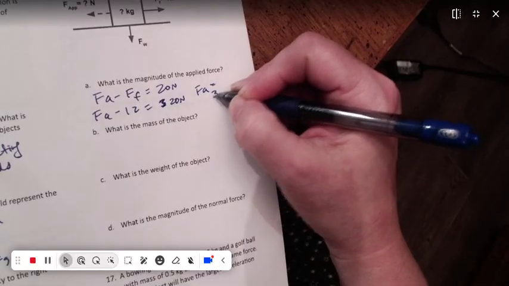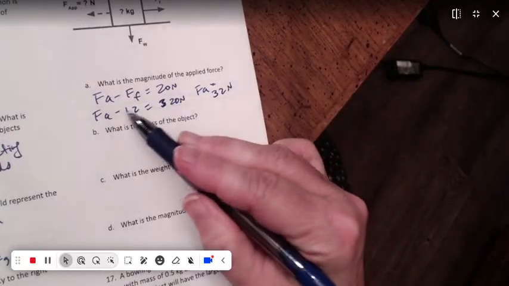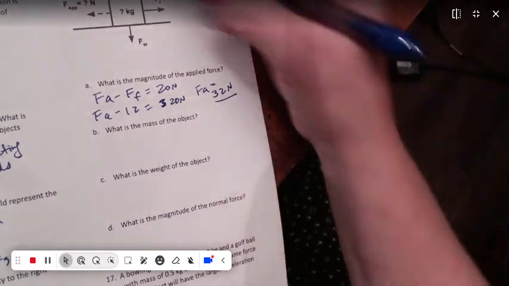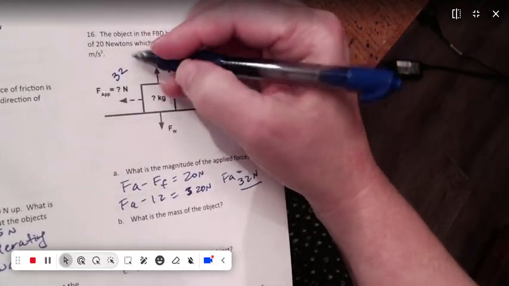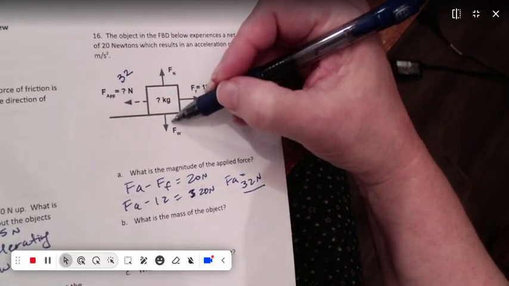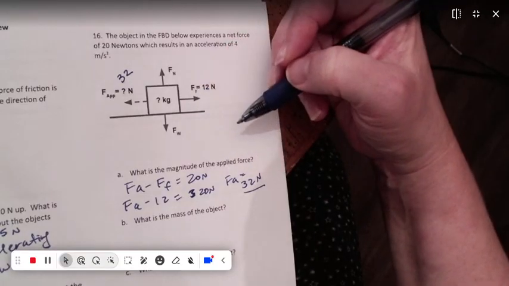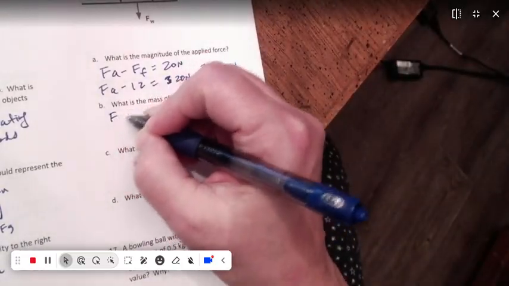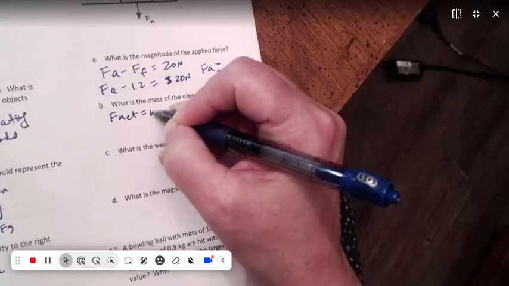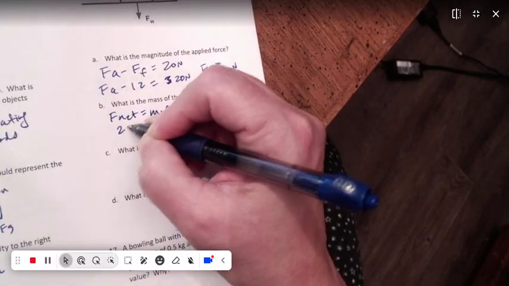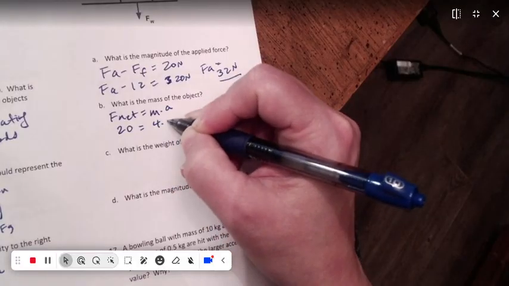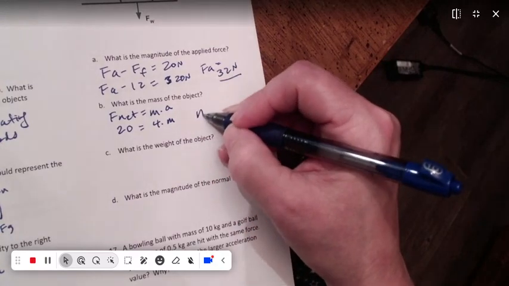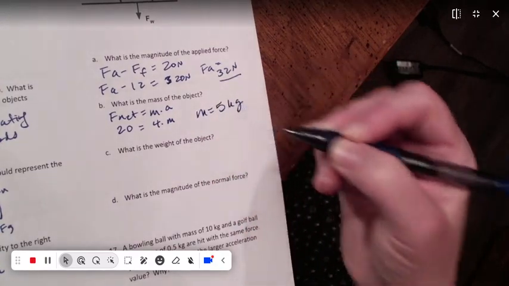Applied force is 32 newtons. I'm just solving that for applied force. I add 12 to both sides. Okay, so 32 newtons. So 32 newtons over here, 12 newtons over here. What's the mass of the object? Okay, so I'm given acceleration, and I know F net equals mass times acceleration. I know F net is 20. I know acceleration is 4, and then I don't know mass, but I can solve this. I can divide both sides by 4, and I'm going to get that the mass is 5 kilograms.